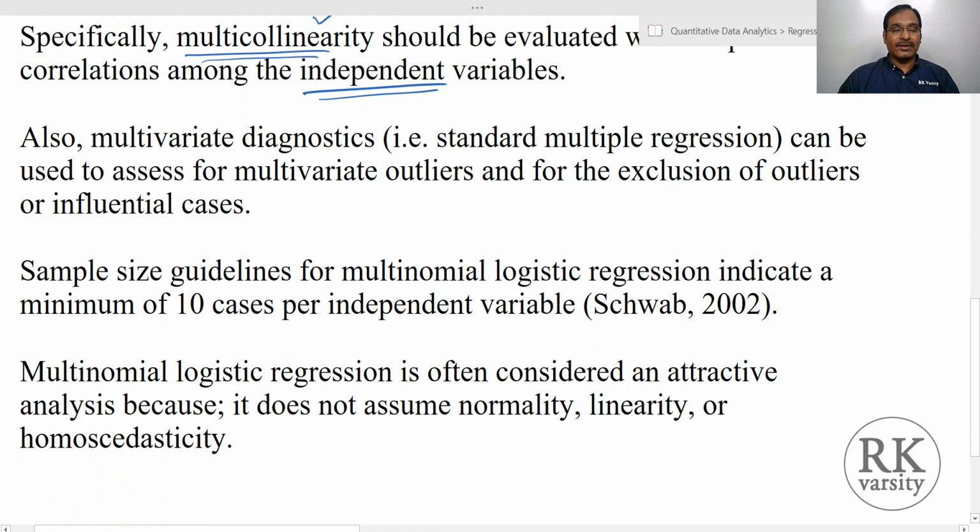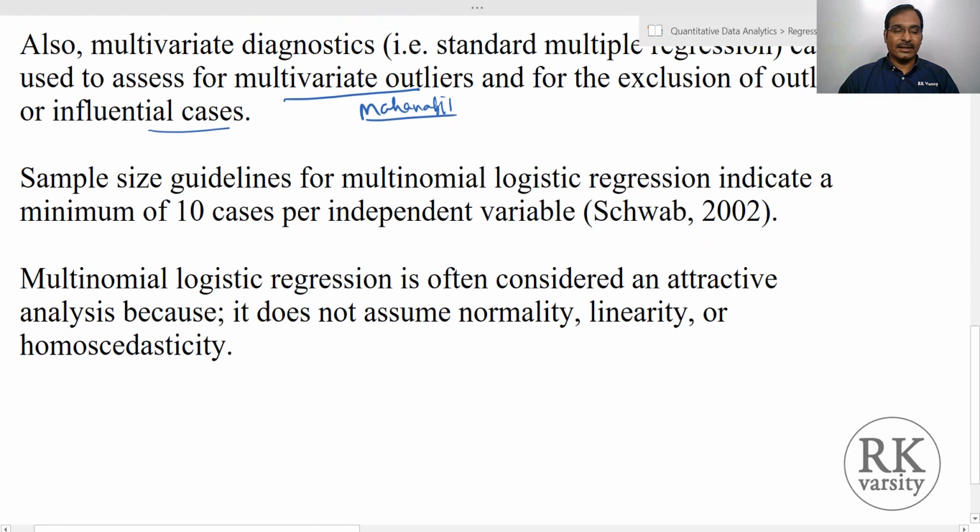Also, multivariate diagnostics like standard multiple regressions can be used to assess multivariate outliers for the exclusion of outliers or influential cases. When you say multivariate outliers, these are assessed using IBM SPSS with a process called Mahalanobis. So using this process, you can identify the multivariate outliers and weed them out.